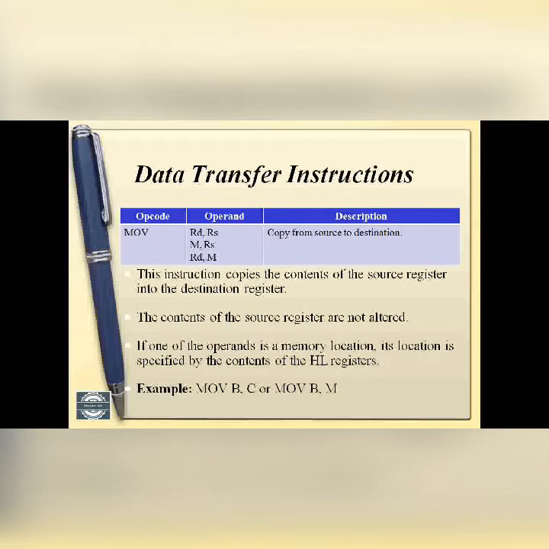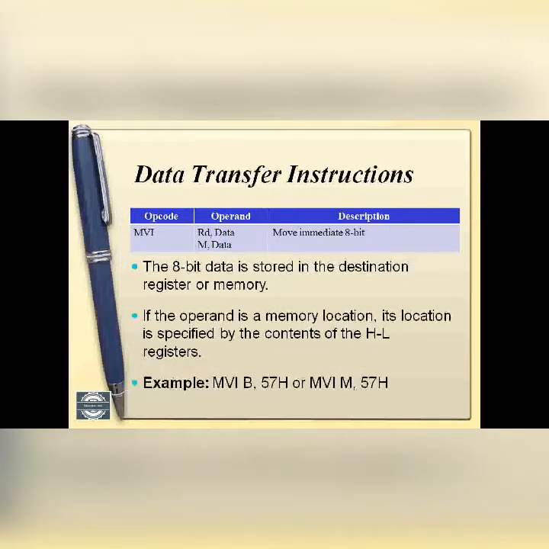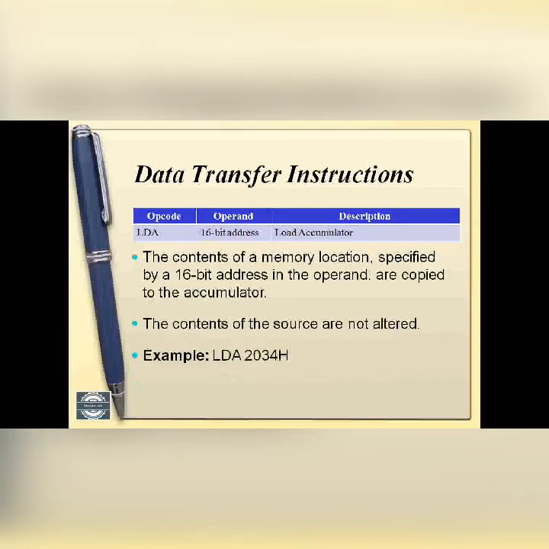Now our next instruction. Here this opcode is our instruction. First we write MVI. What is it? It is move immediate. Where it is Rd, data or M, data, that means data will be immediately moved to the register or moved to the memory. It is 8-bit.